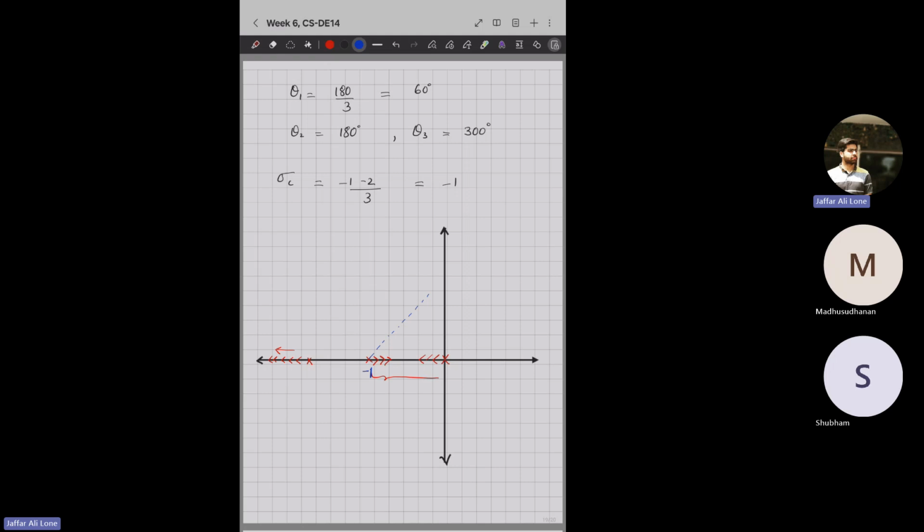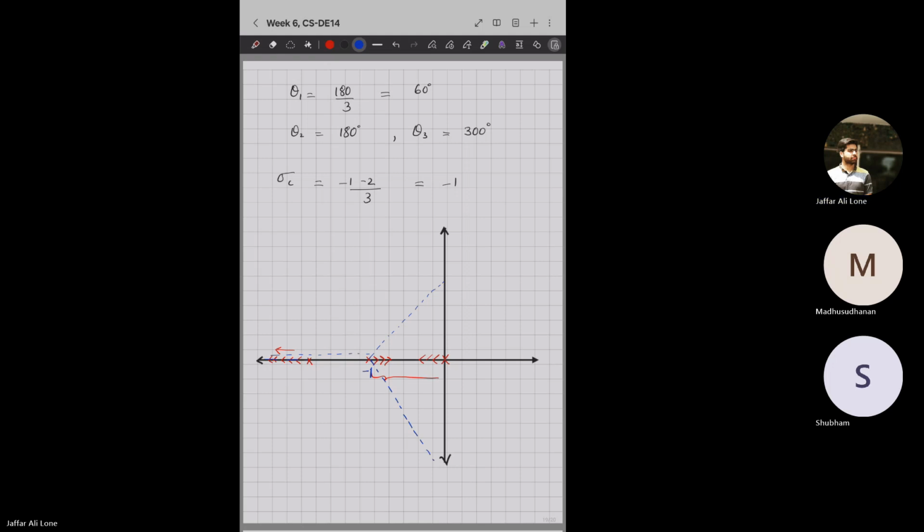Okay, this is 60 degree. Then we have 180 degree. So 180 degree is something like this. I'll draw it like this. This is 180 degree. And we have 300 degree, which is something like this. Perfect. Now I drew the asymptotes, the angle of asymptotes.